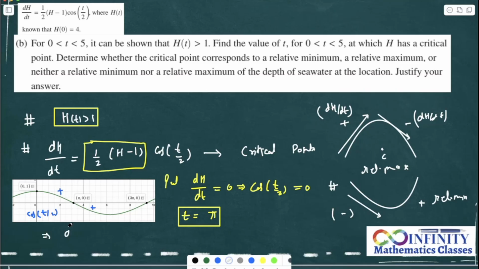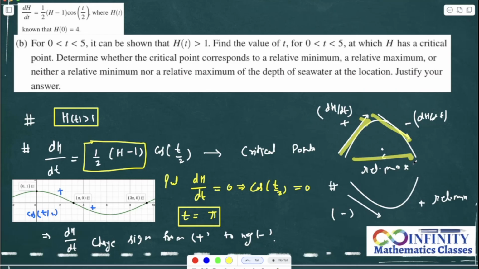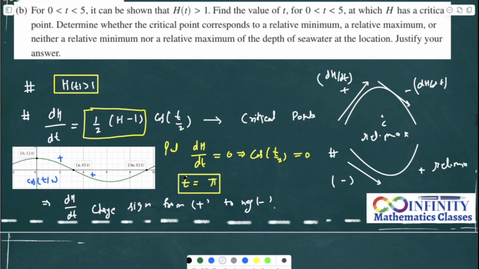That means to say that dh over dt changes sign from positive to negative. Whenever there is a change in sign from positive to negative, that means I am in this position. From positive to negative, I will be having a relative maxima. So that means you will be having a relative maxima. Any doubt? No. That is all. So this part is done.